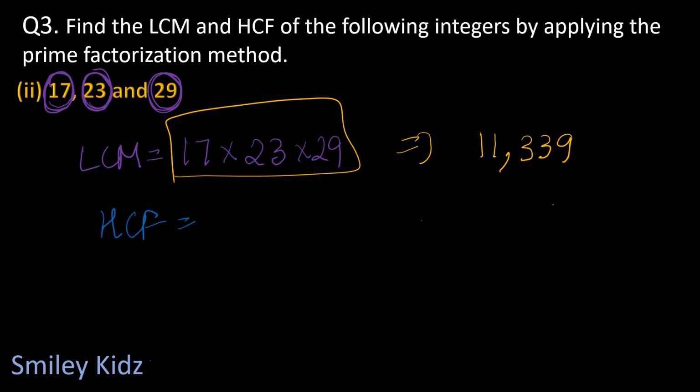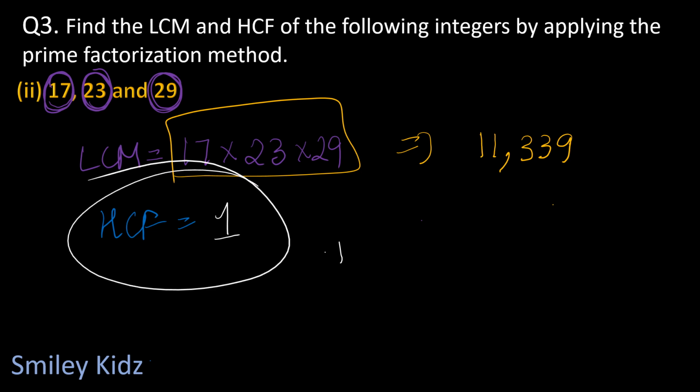The HCF of any prime numbers will definitely be 1. That's because all these are prime numbers, and we know that they don't have any number in common. Therefore, the HCF will be equal to 1.